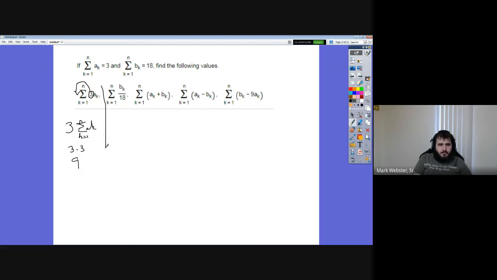Right? Let's do the same thing. You see, it's already not looking so pretty. So b sub k over 18, well, I can take that 1/18th and I can factor that out too. I can rewrite this as 1/18th of the sum of b sub k. Well, what is this? This is 18. So this is 1/18th times 18, which ends up being 1.